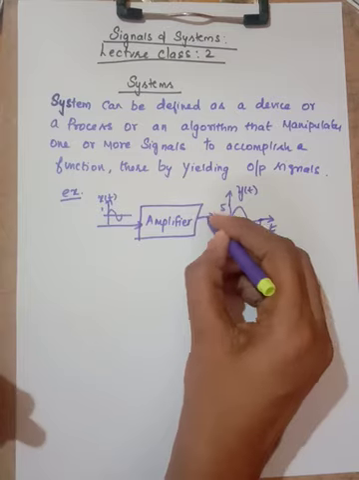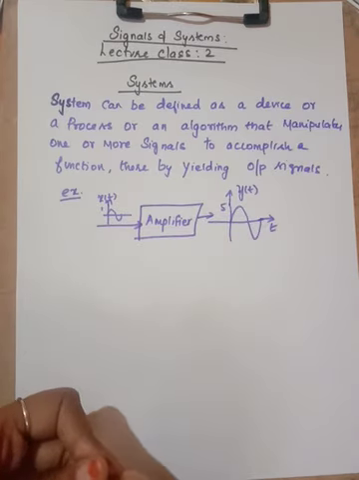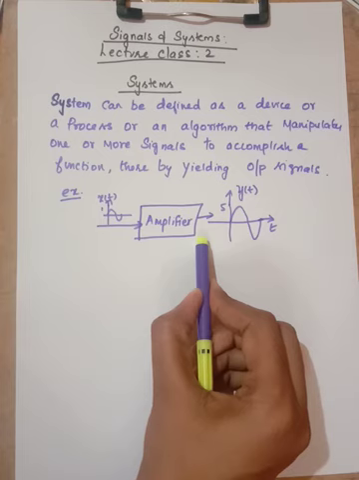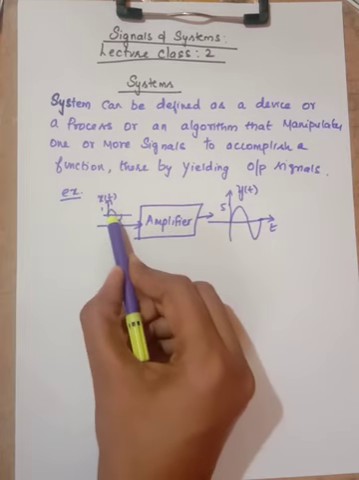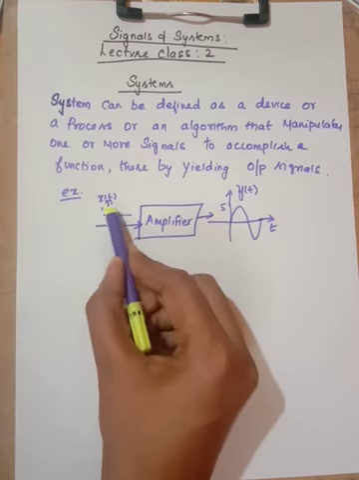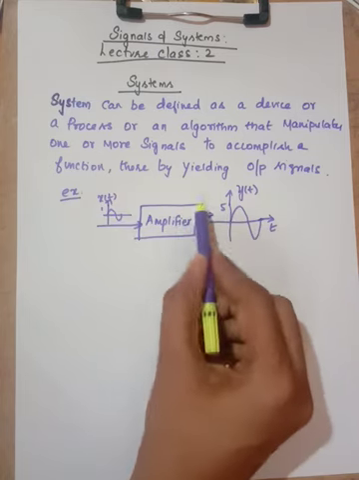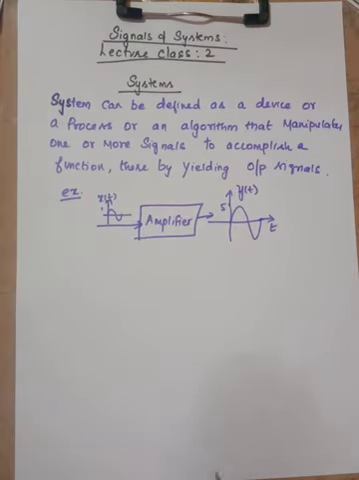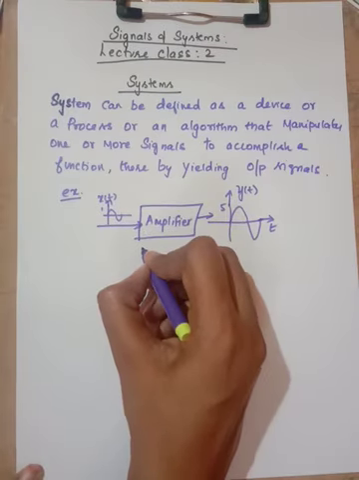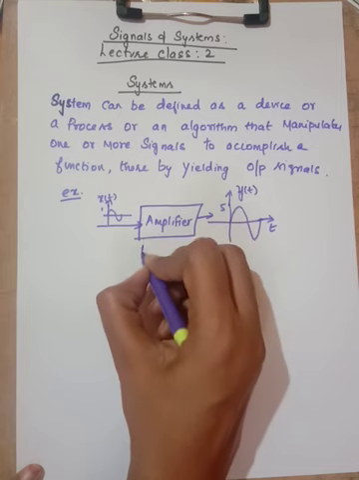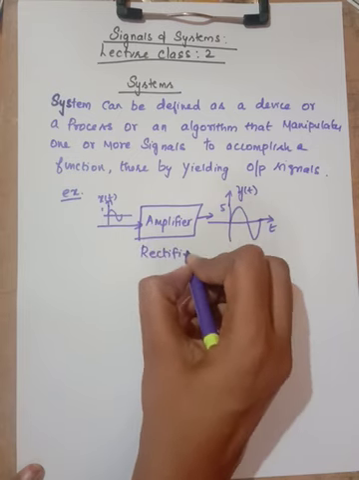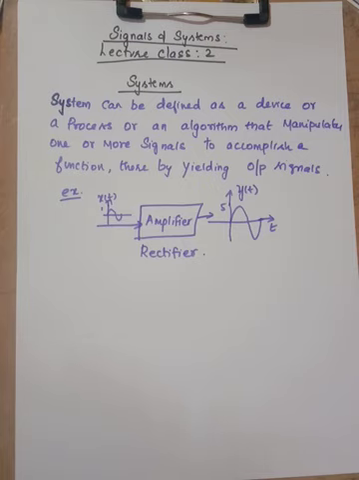So here you will get the output y of t. This amplifier acts as a system because it processes the input signal, amplifies it, and produces the output signal. Another example of a system is the rectifier. A rectifier produces a pulsating DC output signal from an AC input signal.